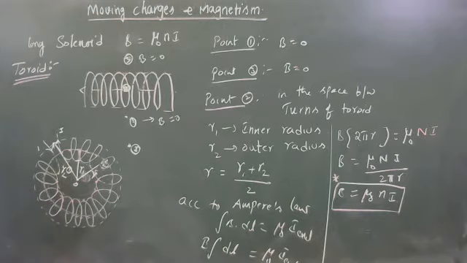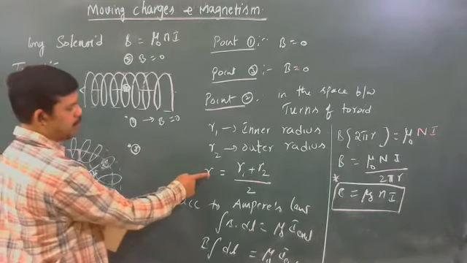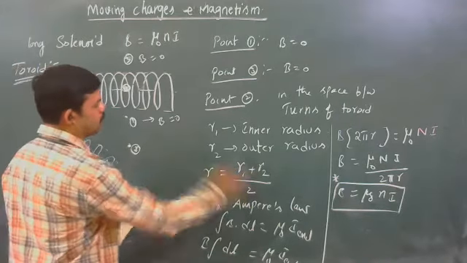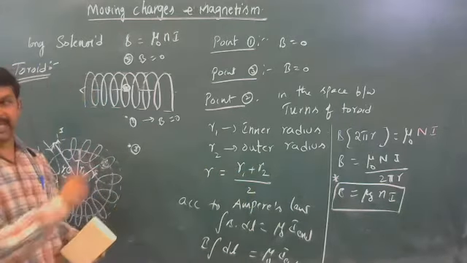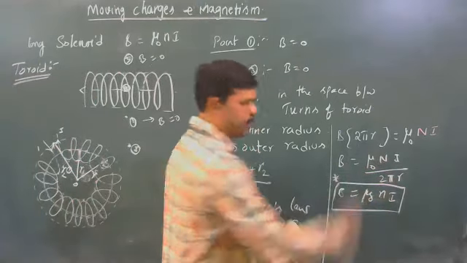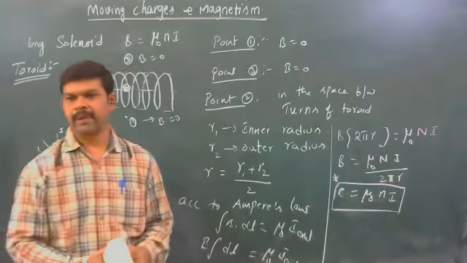When you are solving problems, be careful with this. They give inner and outer radius. While taking radius (R1 + R2)/2, they give capital N, total number of turns. If they give N by 2 pi R, that is small n.